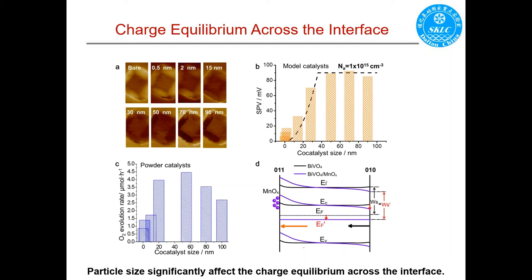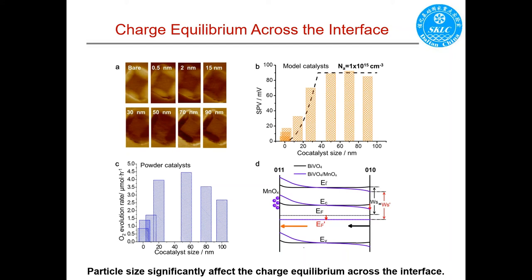You may remember that a very interesting phenomenon on the top facet is that the photogenerated carriers change in type from the holes to a large amount of electrons. So we are trying to figure out what happens in this system, but it's rather complex.